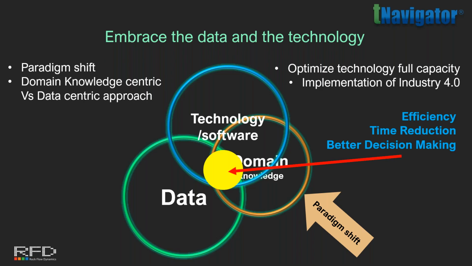So whenever you make this shift, this yellow circle here becomes bigger because you are embracing more of the technology and the data. It will give you value in terms of efficiency, you will have time reduction, and eventually it will help you in better decision making.